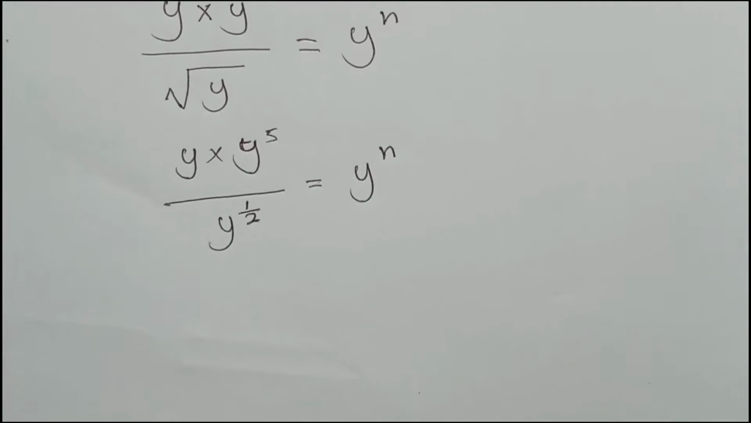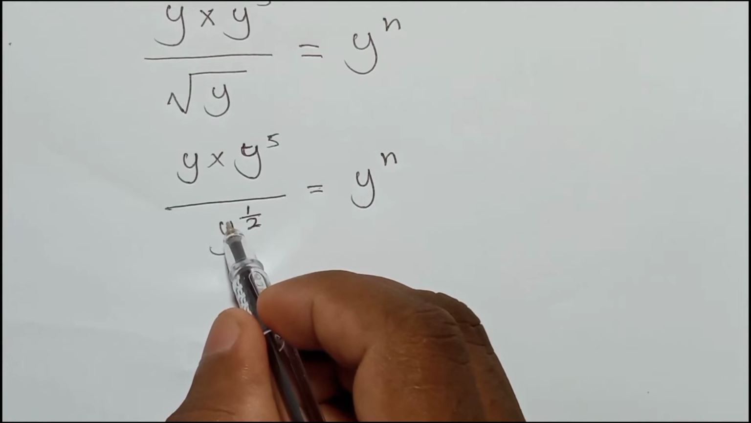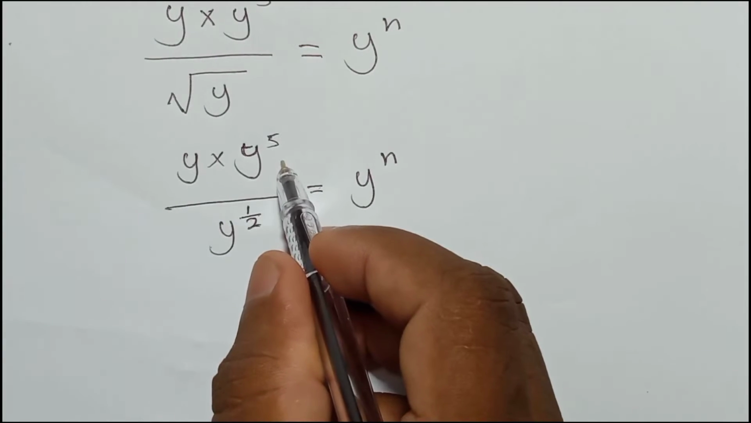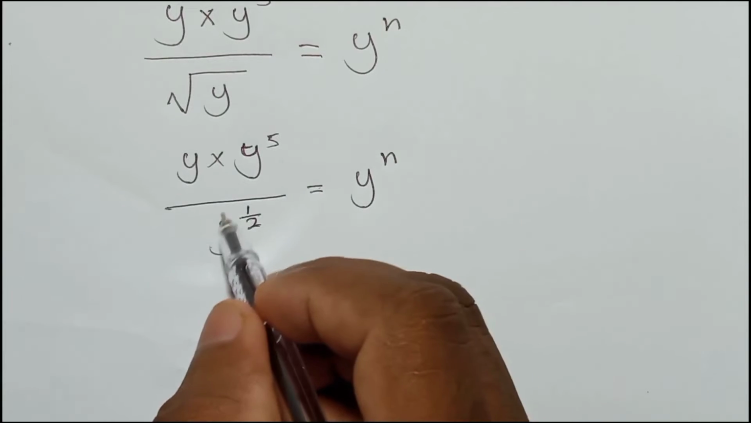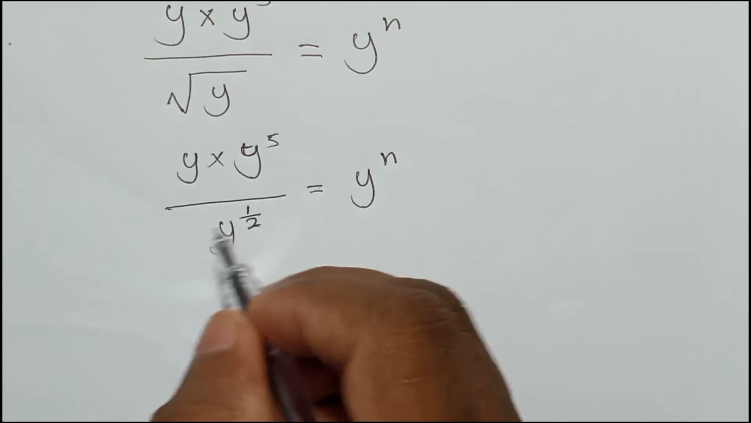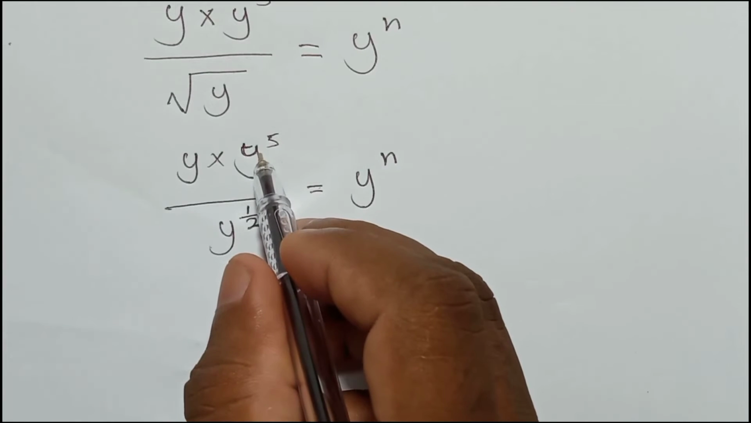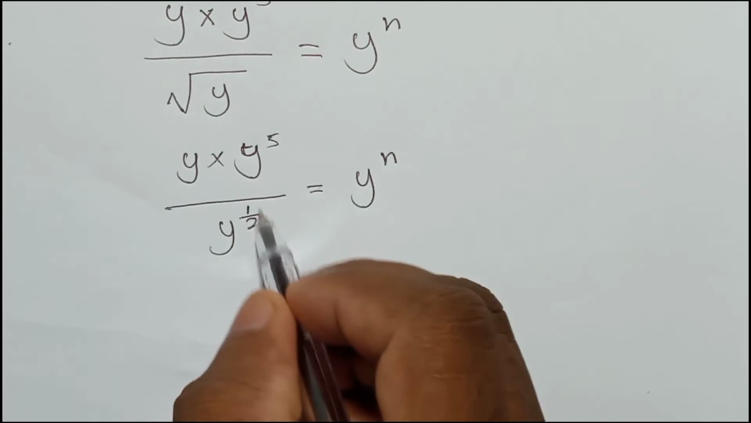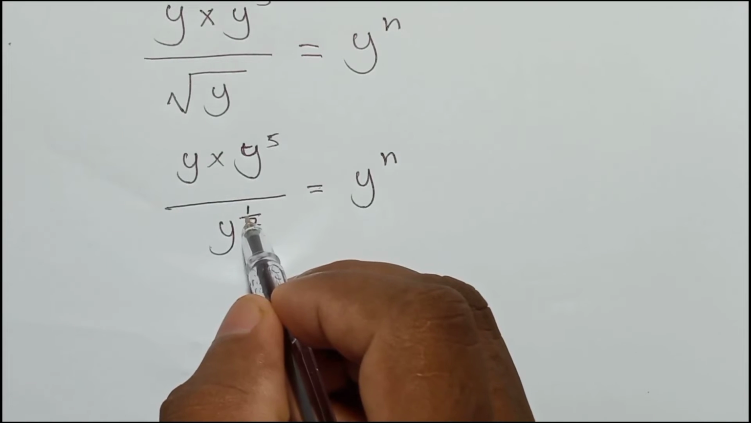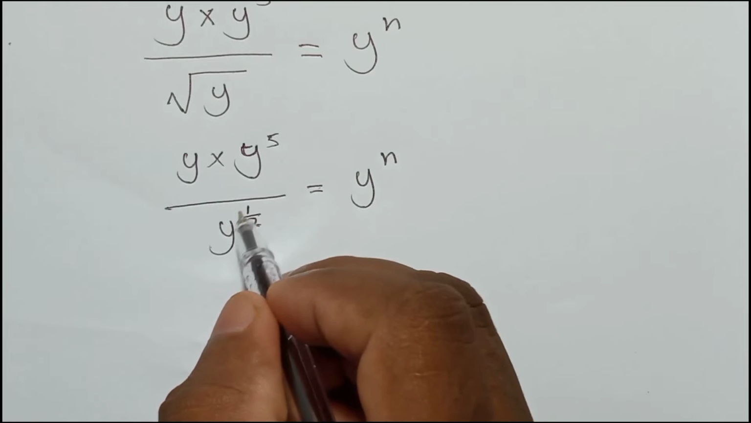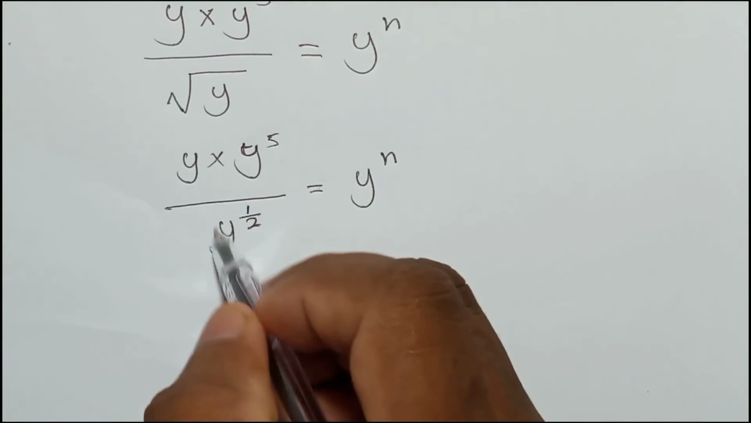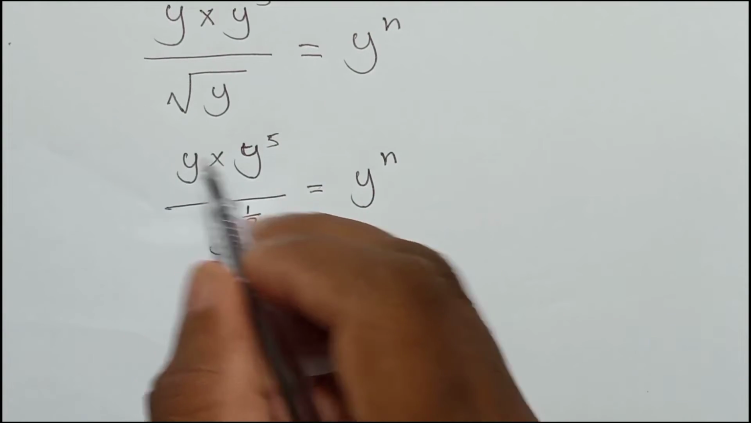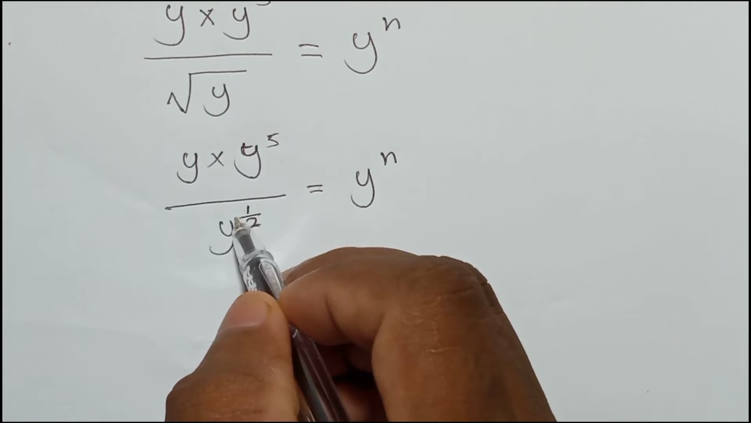Now what I need to do, I can bring this power, that means y to the power half, this part to the numerator. When you bring a term from denominator to numerator, or from numerator to denominator, you must change the sign of this index. Now here we have plus half, you need to change it to negative, minus half. That's the only thing. And when you bring this part here, we already have y to the power 5 and y, you need to put a multiplication here.